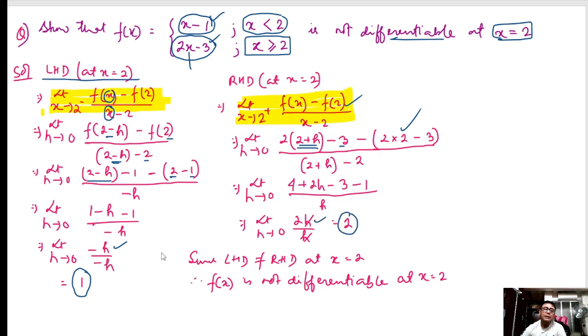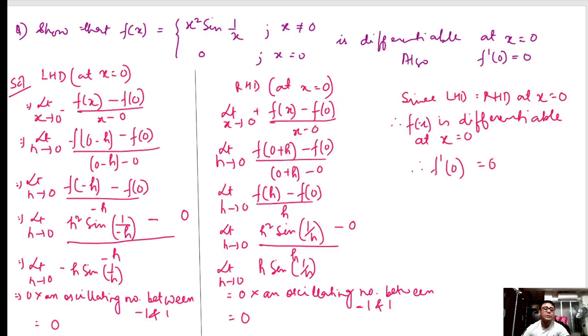So now see, the left hand derivative came 1, the right hand derivative came 2. So these are not equal. That means it is not differentiable at x equal to 2. Clear? Let's see the next function. We'll check the next function.